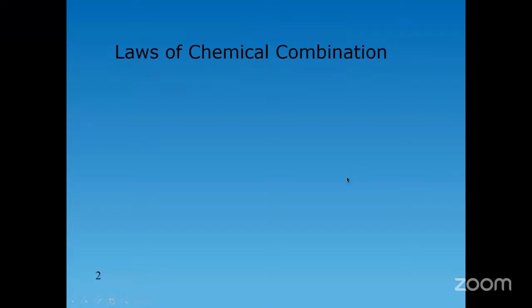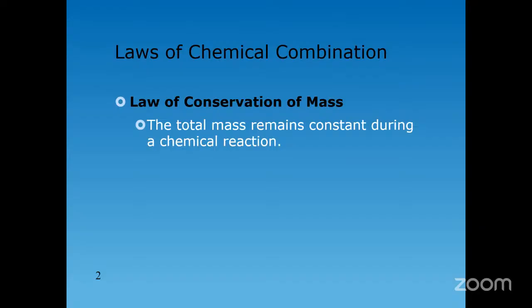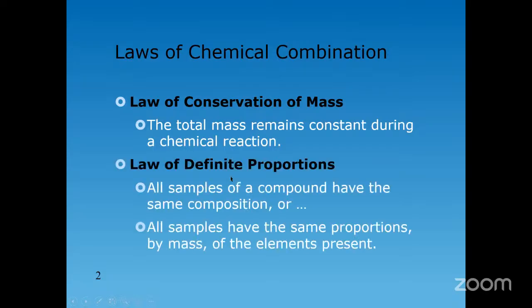First, we're going to talk about some laws which you should have met before, some laws of chemical combination. The first of which is the law of conservation of mass. Basically, this law says that the total mass remains constant during a chemical reaction. In other words, matter cannot be created or destroyed in a chemical reaction, all right? The mass of the products that you end up with will be equal to the mass of the reactants that you start off with.